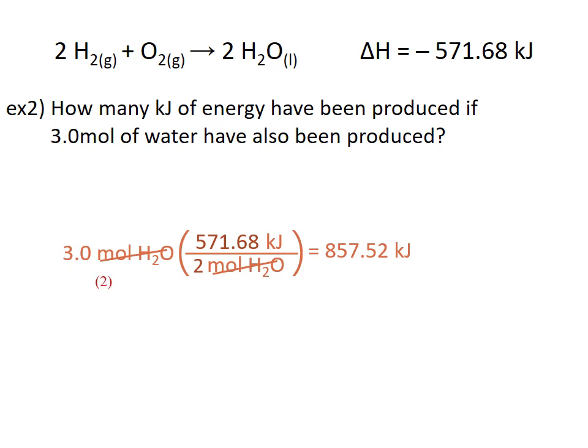My given had 2 significant figures. My bracket has 5. So that means, since it's all multiplication and division, my answer is only allowed to have 2 significant figures. So 857.52 kilojoules becomes 860 kilojoules.